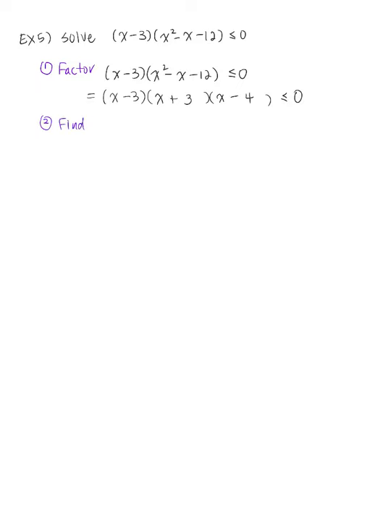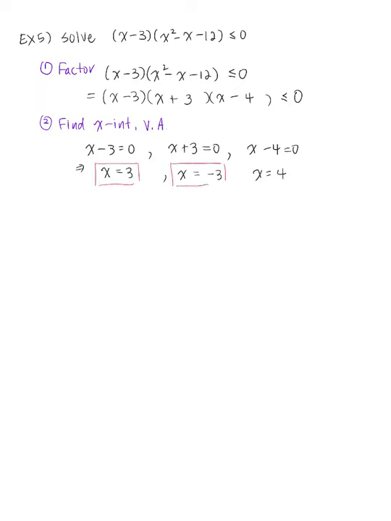Find the x-intercepts and vertical asymptotes. But the thing is, we're given a polynomial, so there are no vertical asymptotes. So let's just go with our x-intercepts. Our x-intercepts are where x minus 3 is 0, x plus 3 is 0, and x minus 4 is 0. So our x-intercepts are x equals 3, x equals negative 3, and x equals 4. So we've got 3 x-intercepts going on.